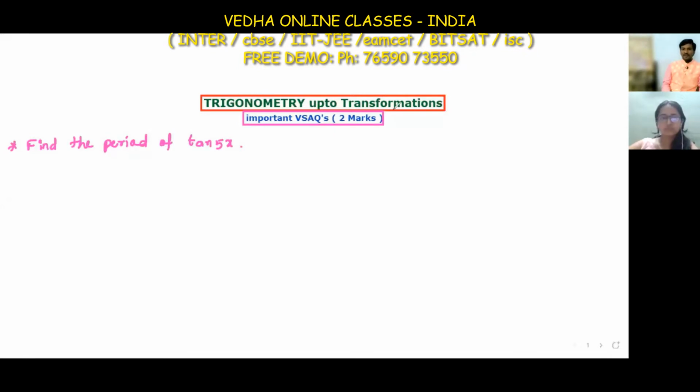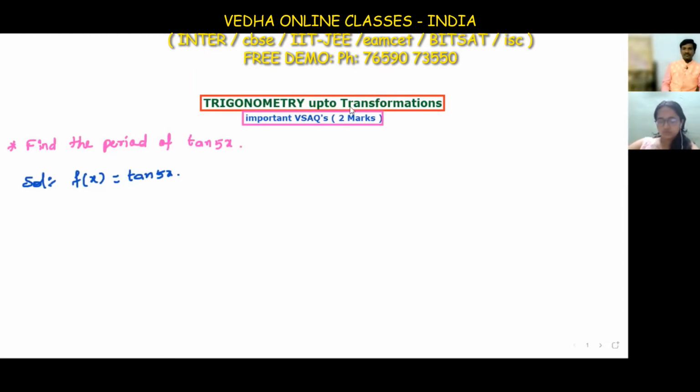Trigonometry up to transformations. The most important, very short answer questions. So there are 2 marks questions. Here, first question: find the period of tan 5x. Okay. So here, the given function is f of x is equal to tan 5x.